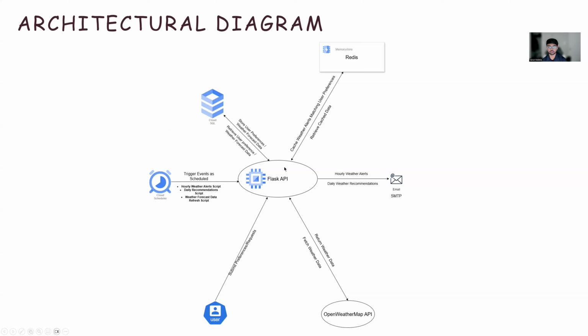So what happens if you want to send daily recommendations? The daily recommendation script is run. Then those details are stored in Cloud SQL, and the email is sent. Now, all of this data is taken from the OpenWeatherMap API. Whenever weather data is needed, it is fetched by the Flask API through the OpenWeatherMap API. So this is the overall architecture of my project.